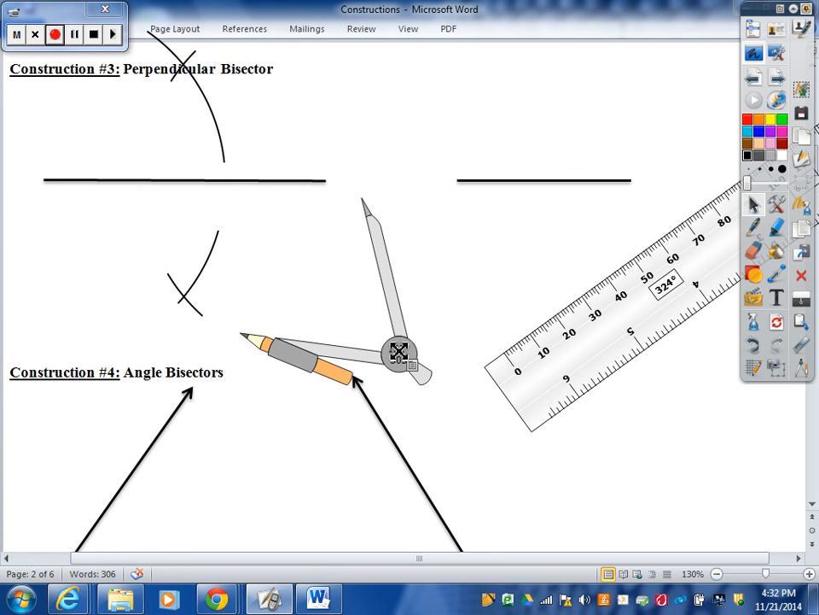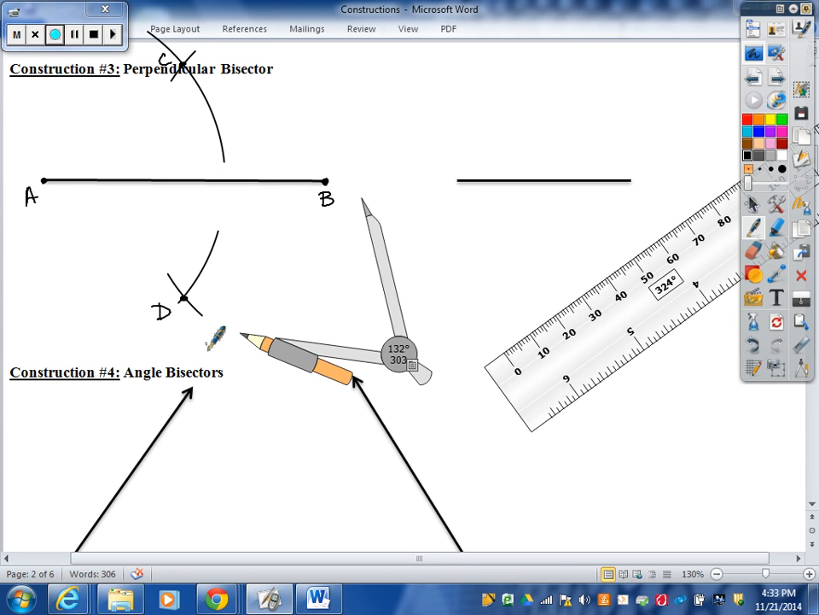Now, the reason we had to stretch this compass to greater than half the distance of this line right here is because if we didn't, then these arcs would never cross. Those two circles that we could form from that compass would never intersect. Now, the reason we need them to intersect is because I now know that this point right here... I'll label this point A, and this one point B, and this one point C, and this one point D.